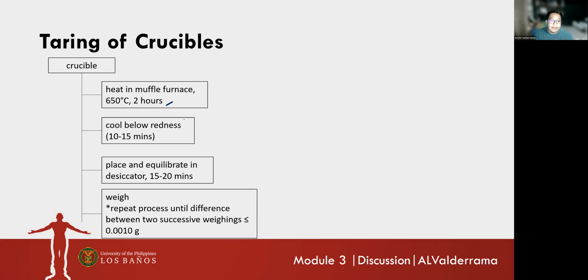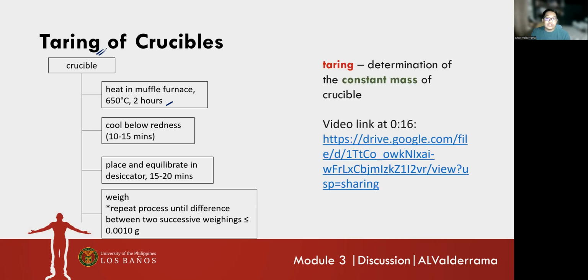Then this will be followed by placing the crucible inside the desiccator for equilibration for another 15 to 20 minutes, and you will weigh this crucible in an analytical balance until you get a difference of 2 successive weighings of less than or equal to 0.0010 grams. And what does tearing mean? Tearing is just a determination of the constant mass of your crucible. Before we proceed to that, let's have a quick view on the tearing of the crucible.